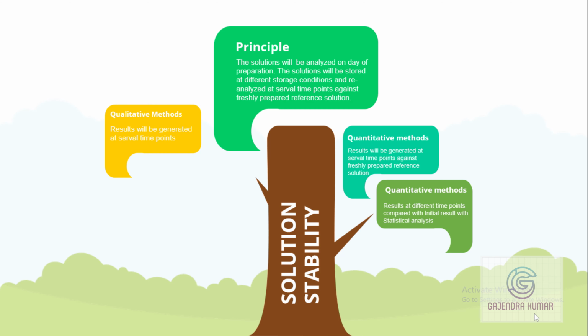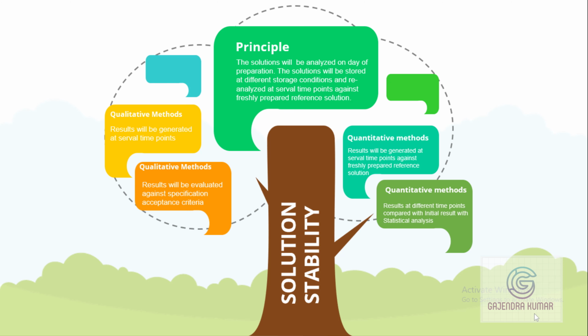In case of qualitative methods, the results will be generated at several time points and will be compared against the specification acceptance criteria. Examples of qualitative methods are the color and clarity test methods. As per ICH guidelines and the USP monograph, validation is not required for color and clarity test methods, however, the recommendation is to establish the solution stability for these test methods.